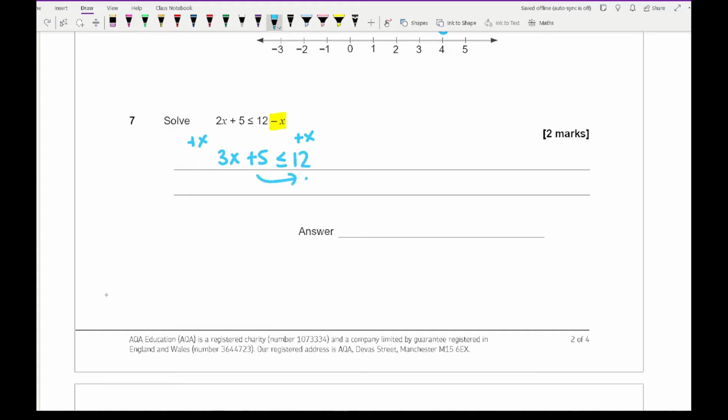Then I get rid of the 5. So I'm left with 3x is less or equal to, and that's going to be 7. And then I get rid of the 3. So that leaves me with x is less or equal to 7 over 3. And again, I'm going to leave that as a fraction.